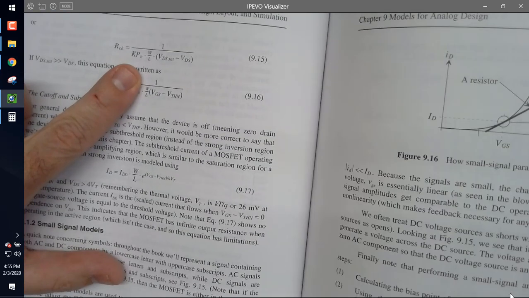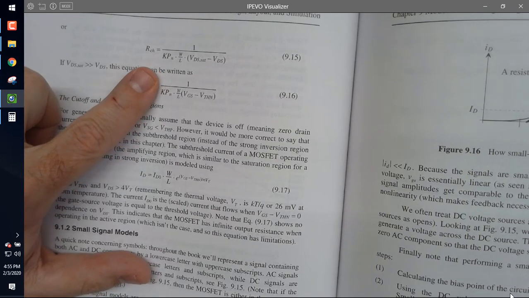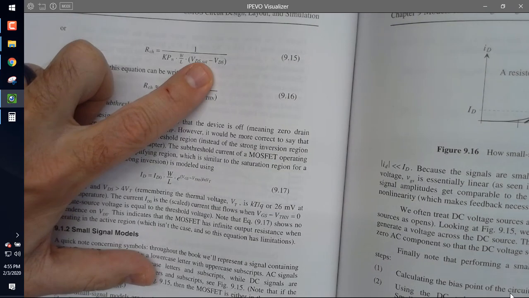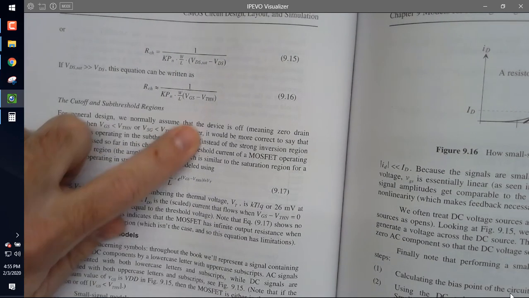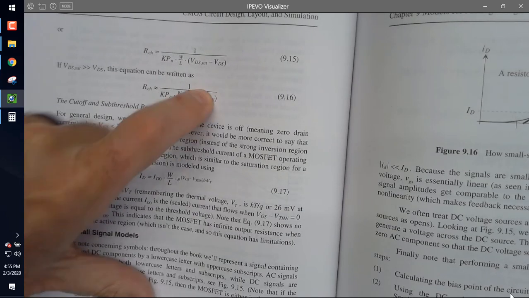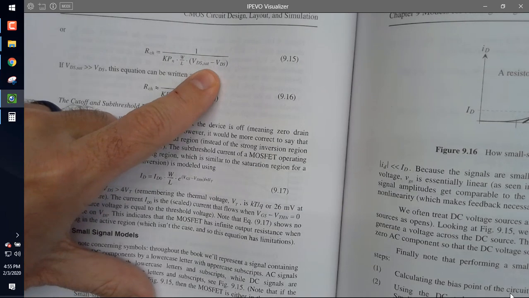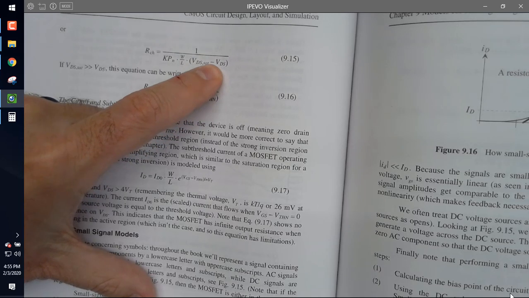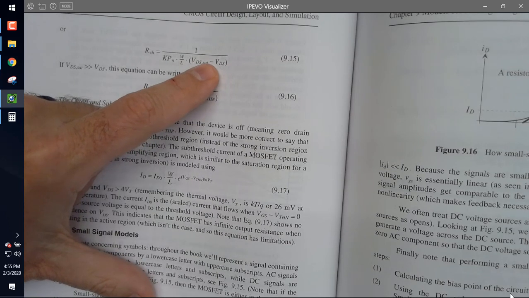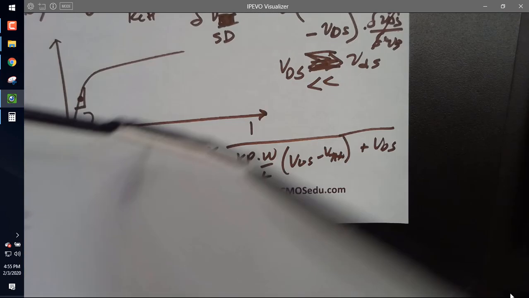What's VDS sat? VGS minus V threshold N, what I just derived. And then R channel is just 1 over KP W over L times VDS sat, and we neglect the VDS if VDS is small. It's going to be very small here. We're going to sim it. Who understood that? All right, few people. You know what? Because I want you to understand, let me do it one more time a little clearer.